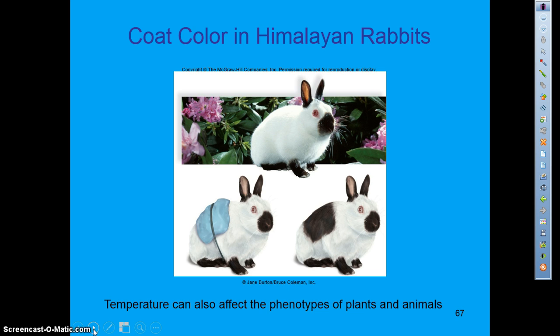Color in Himalayan rabbits: temperature can affect the phenotype. Himalayan rabbits are a little strange because if you make them cold, or a part of them cold, they turn a darker color. So here they put a cold pack on the back of this Himalayan rabbit, and in a little while we end up with a brown colored coat. So that's an example of how temperature can affect the phenotype of an organism as well. That concludes this chapter.